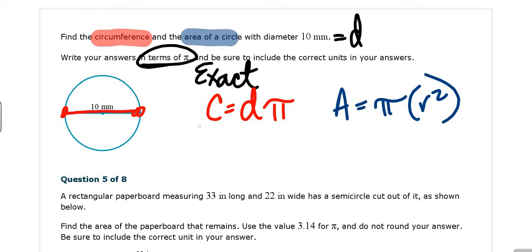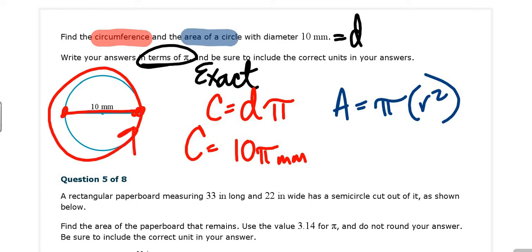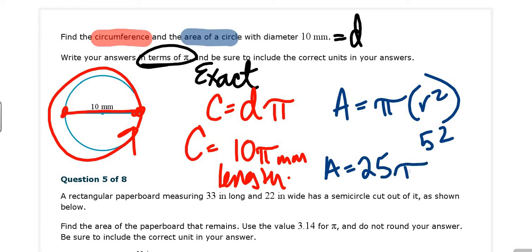Physically trace your diameter, so our circumference equals 10 pi millimeters. The dimensions are in one dimension because it is simply length. This one, pi r squared, so it's 5 squared. Your area is going to be 25 pi millimeters squared.